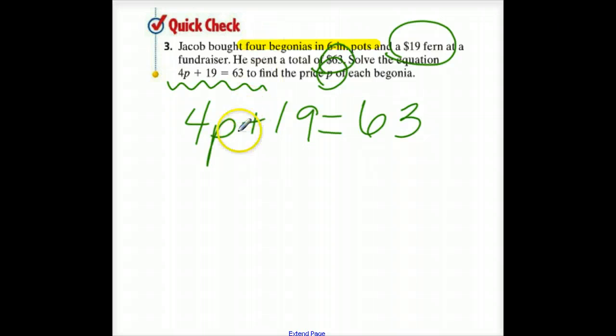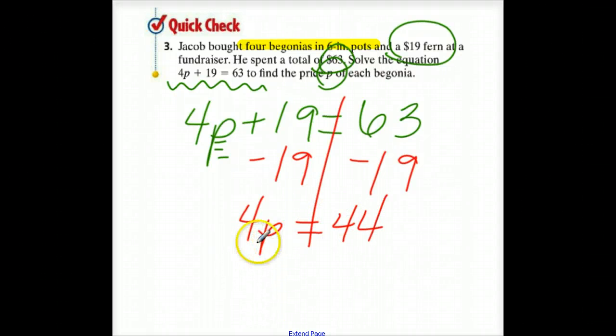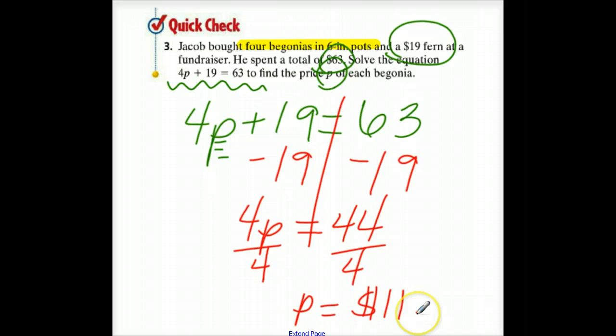Now to solve for the price of the begonias, we want P all by itself. I'm going to subtract the constant that I see, which is 19. There's no variable attached. I have 4p left. I do 63 minus 19 and I get 44. Then p is attached to the 4 by multiplication, so I'm going to divide by 4, divide by 4. P, or the price of a begonia, with a dollar sign, is $11 for each begonia.